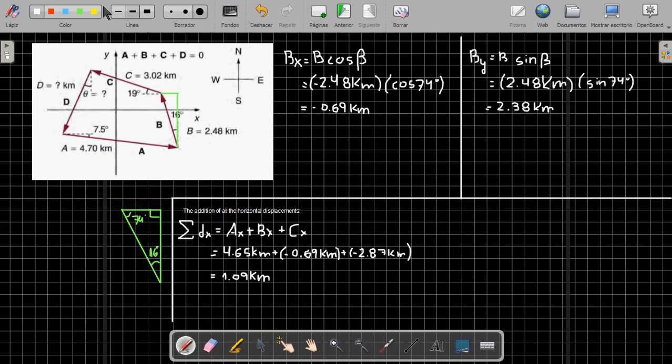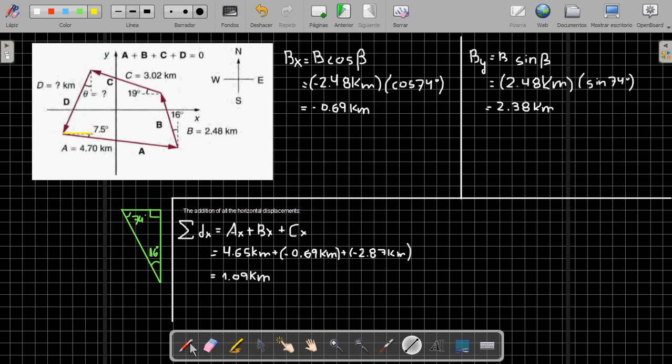Okay, let's remember that we are calculating the total horizontal displacements. Estamos calculando todos los desplazamientos horizontales. ¿Y qué quiere decir eso? Que, es decir, los 1.09 kilómetros positivos, que el granjero termine estando 1.09 kilómetros más al este de lo que estuvo previamente. Termina estando aquí, al final de todos los desplazamientos termina estando allí 1.09 kilómetros más al este de lo que estuvo al principio cuando arrancó aquí en A.